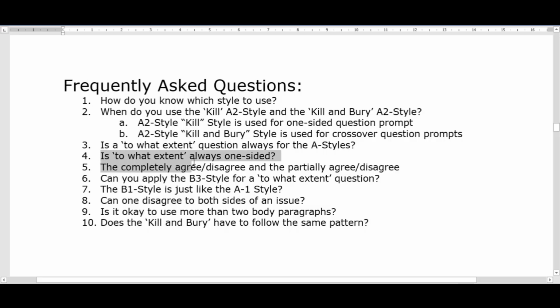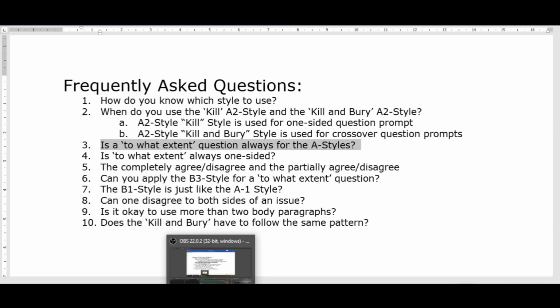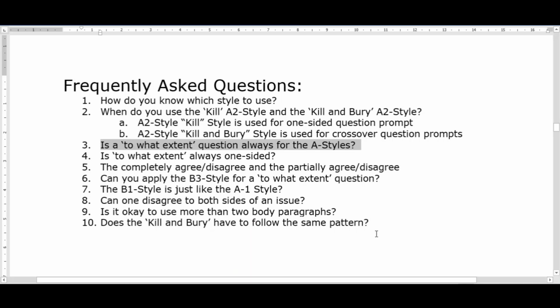So the to what extent question is not always one-sided. And as regards question number 3, is a to what extent question always for the A styles? You can actually use the B styles for this as well, and that's something I will demonstrate for you later in one of the lessons I've had with one of my students.